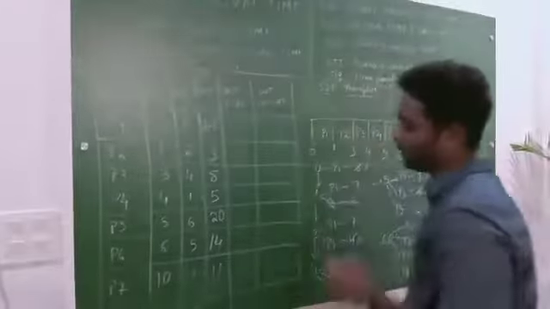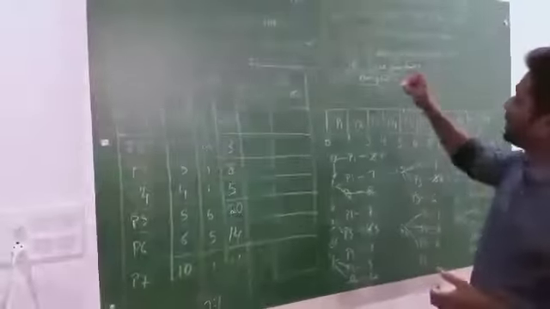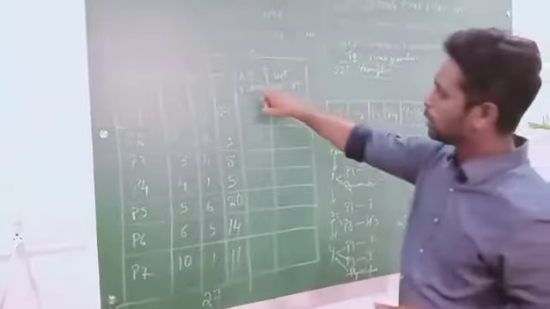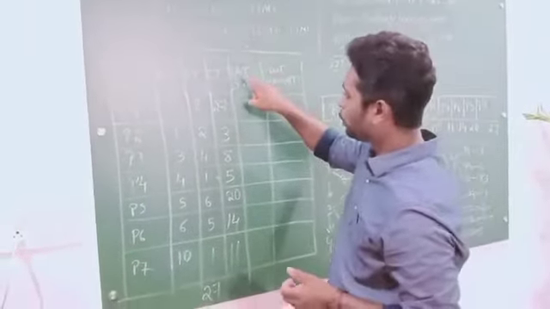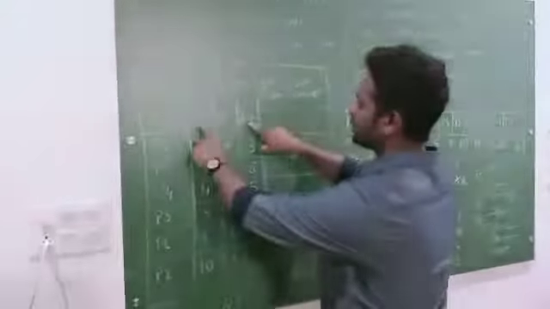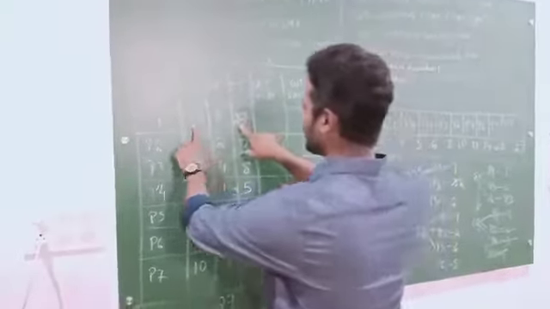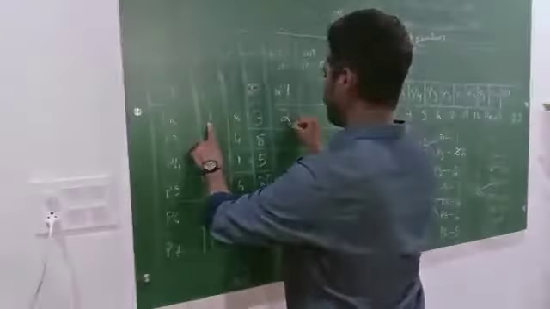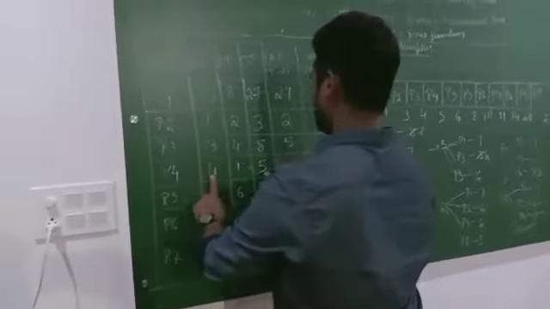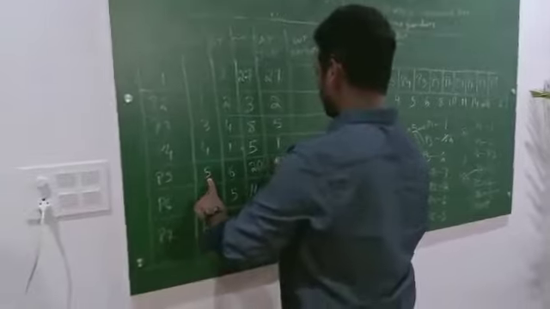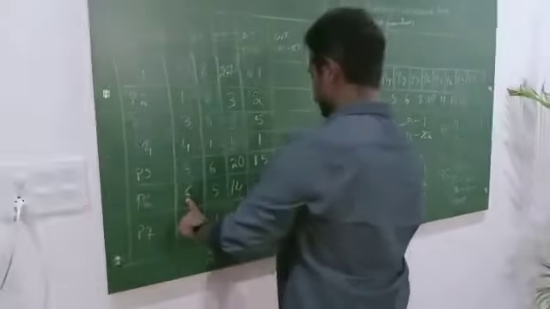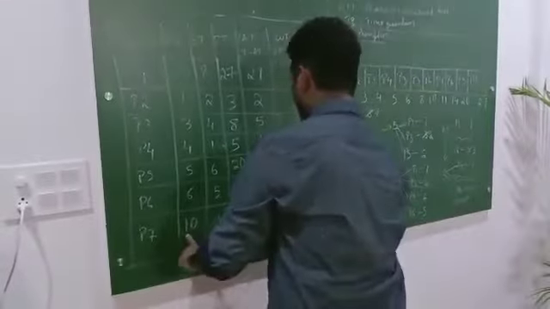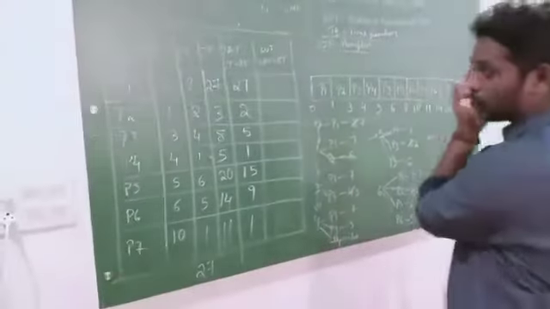In order to calculate the average waiting time and turnaround time, how do we calculate that? Completion time minus arrival time. For P1, 27 minus 0 is 27. 3 minus 1 is 2. 8 minus 3 is 5. 5 minus 4 is 1. 20 minus 5 is 15. 14 minus 6 is 9. 11 minus 10 is 1. So this is your turnaround time.